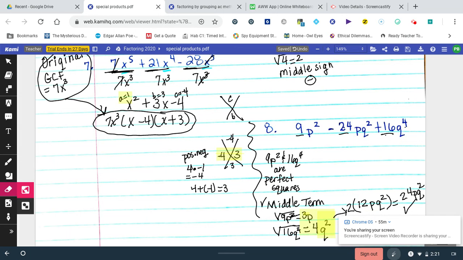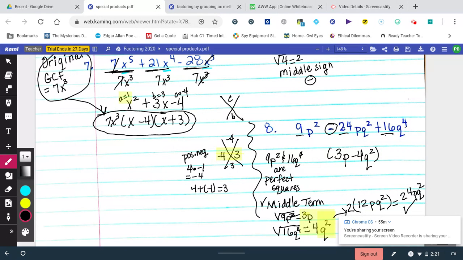Well, what is the middle sign? The middle sign is a minus. Okay, so there's my middle sign. So I'm going to write 3p minus 4q squared times 3p minus 4q squared. Or I could simply write 3p minus 4q squared, all squared. Okay, two of them. Okay, does that make sense? Just make sure you get the middle sign.